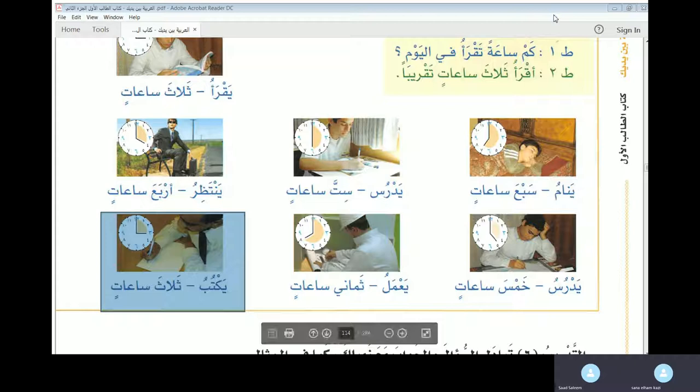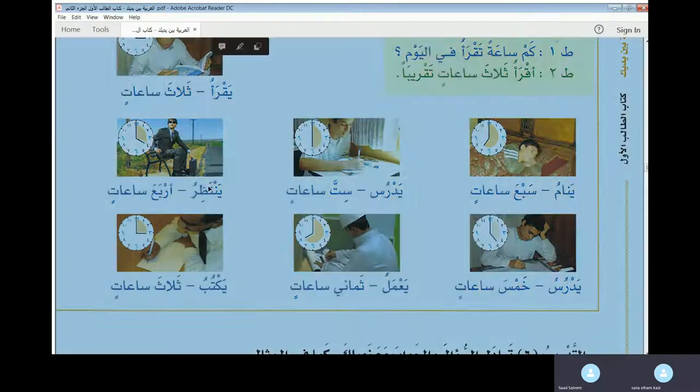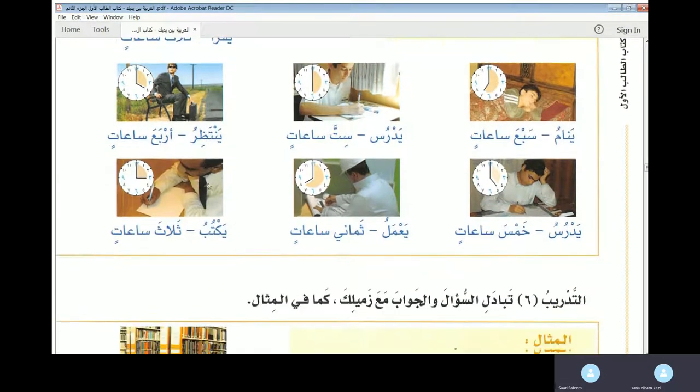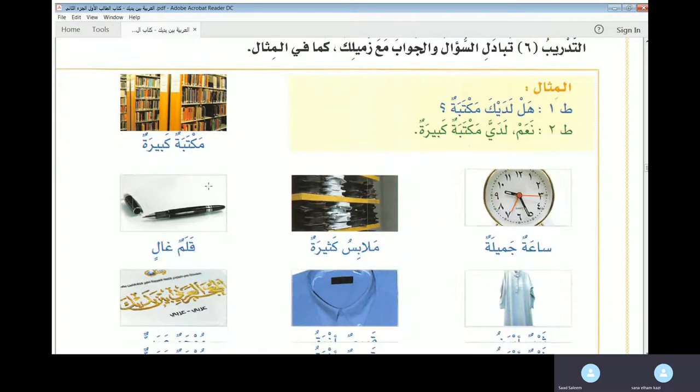كم ساعة تكتب في اليوم؟ How many hours do you write in a day? أكتب ثلاث ساعات تقريبا. I write for 3 hours in a day approximately.